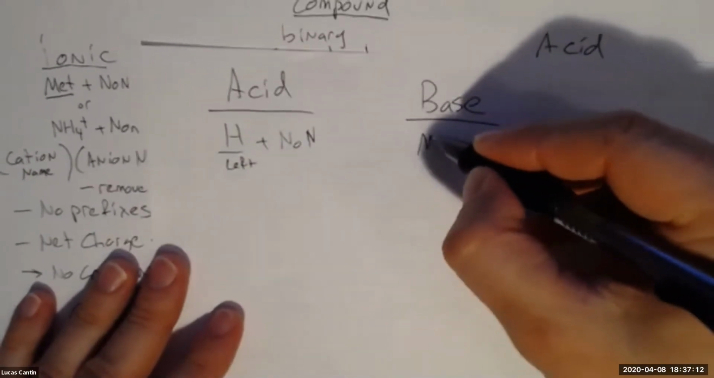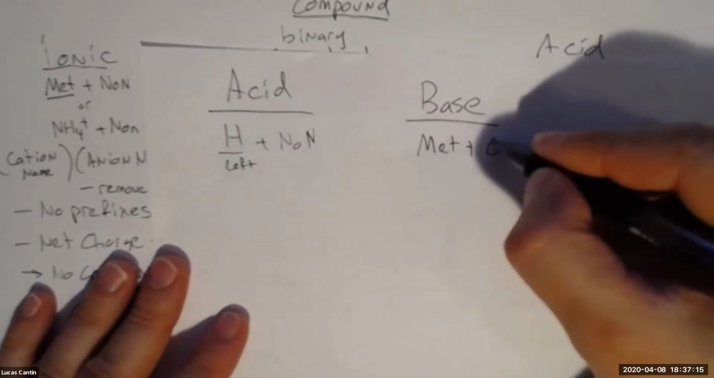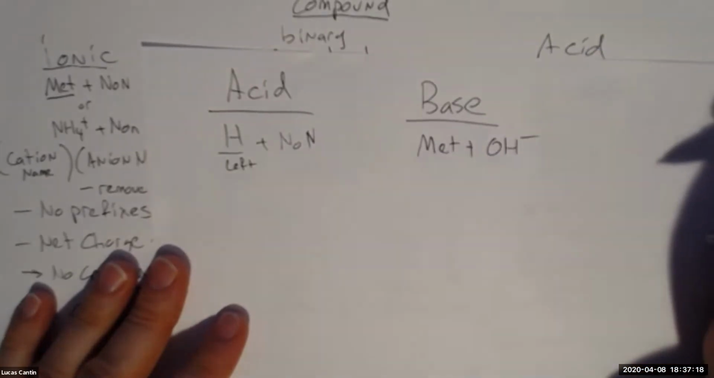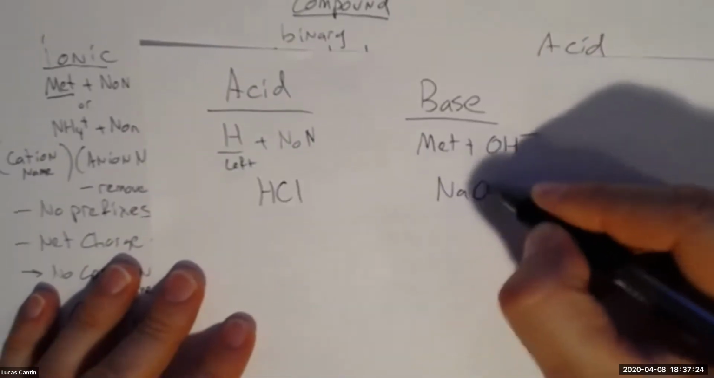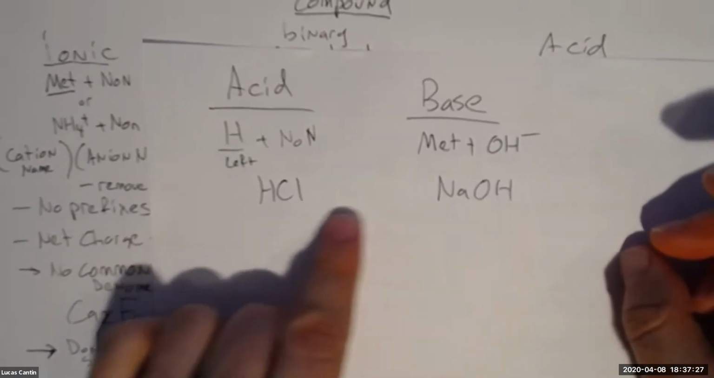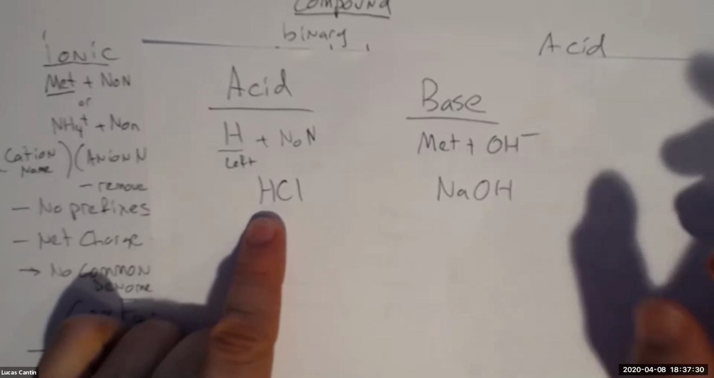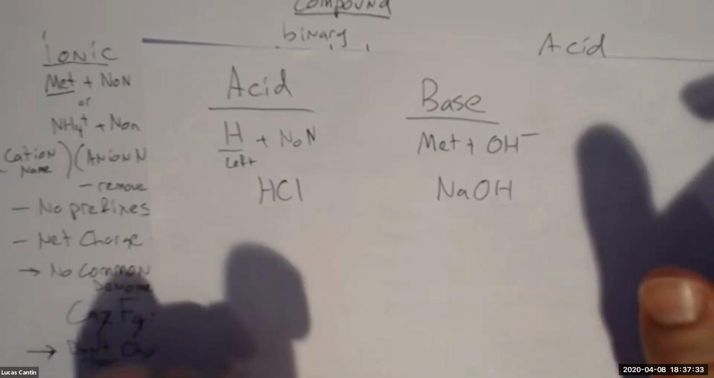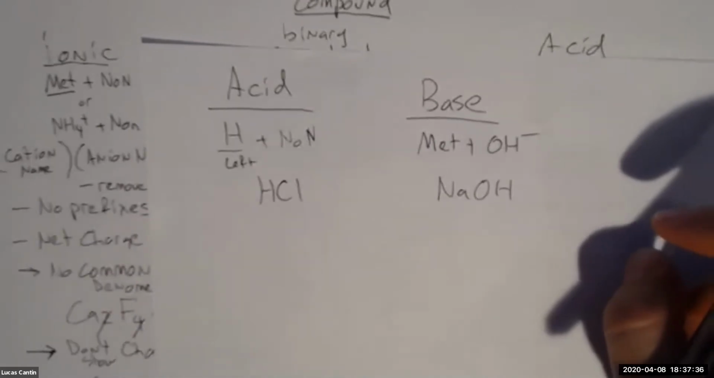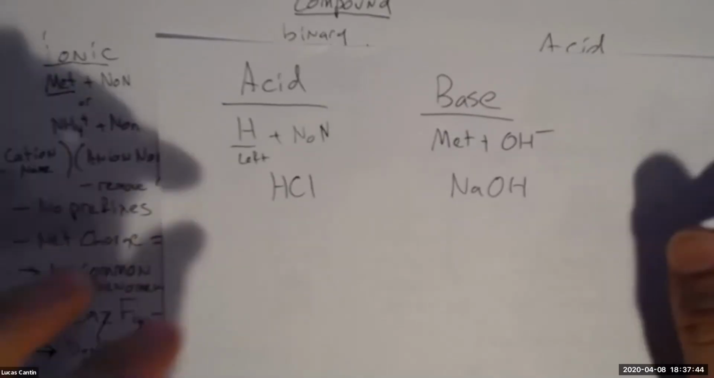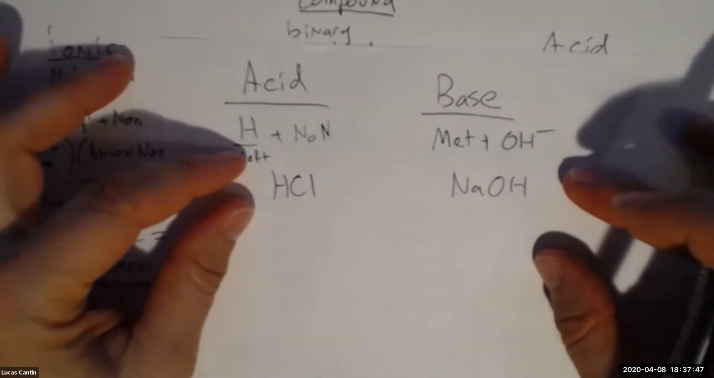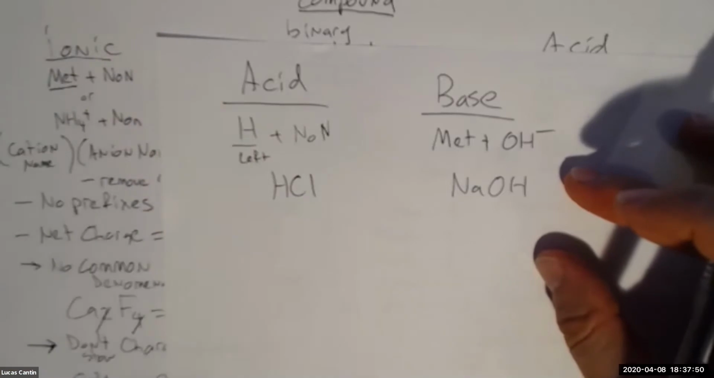It's a metal plus hydroxide. That's what makes a base, right? So HCl is an acid, NaOH is a base. I have a metal hydroxide. Hydrogen on the left means it's a hydrogen ion plus a chloride ion. If you have a base, you'll just say it's an ionic one. Yeah, there are other cases of acids and bases. There are ionic compounds that can act acidic, and there are ionic compounds that can act basic.